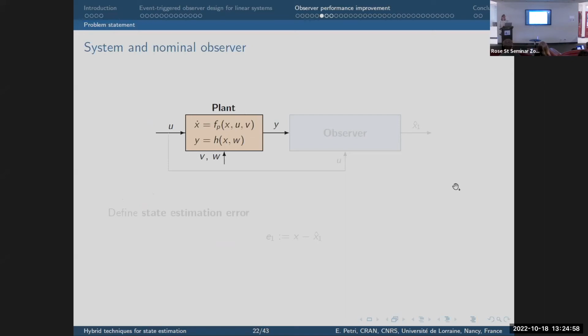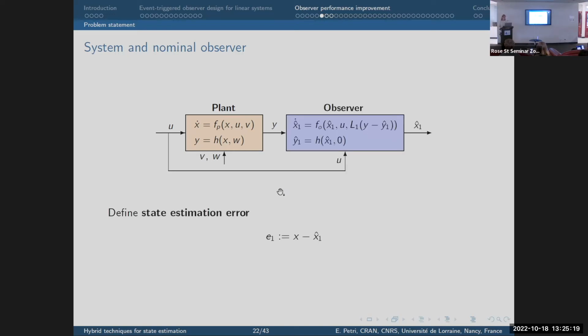So we consider a general nonlinear system that is described by this equation, where X is the internal state of the system that is unknown and we want to estimate. U is the input, P is an unknown disturbance input, Y is the measured output, and W is the measurement noise. And we assume that we know how to design an observer for this system that has this general form, where the state estimate of the observer is denoted by X̂1, where we use the subscript 1 because this will be the first element of the multi-observer that we will build in the next slides.